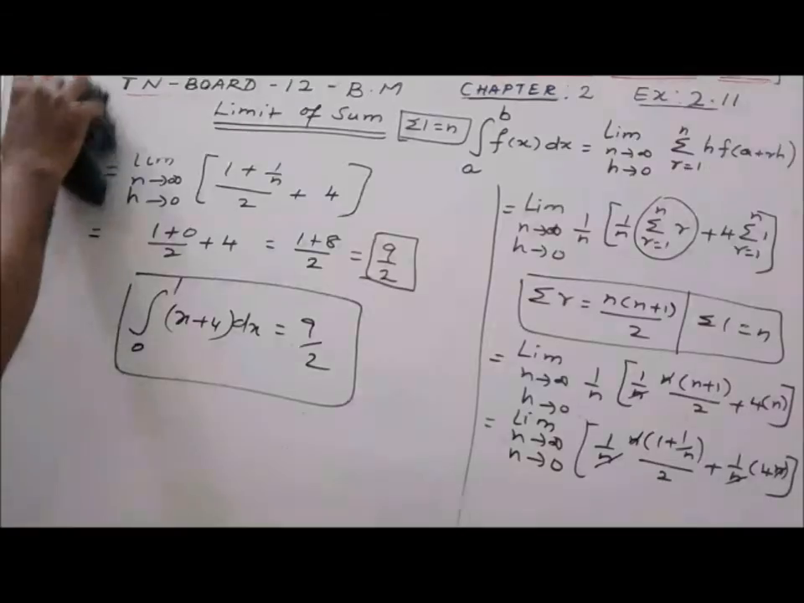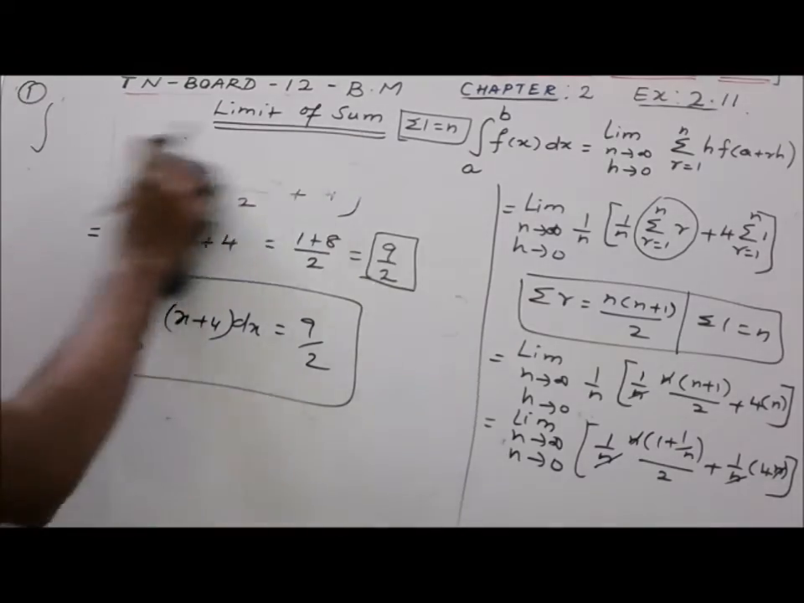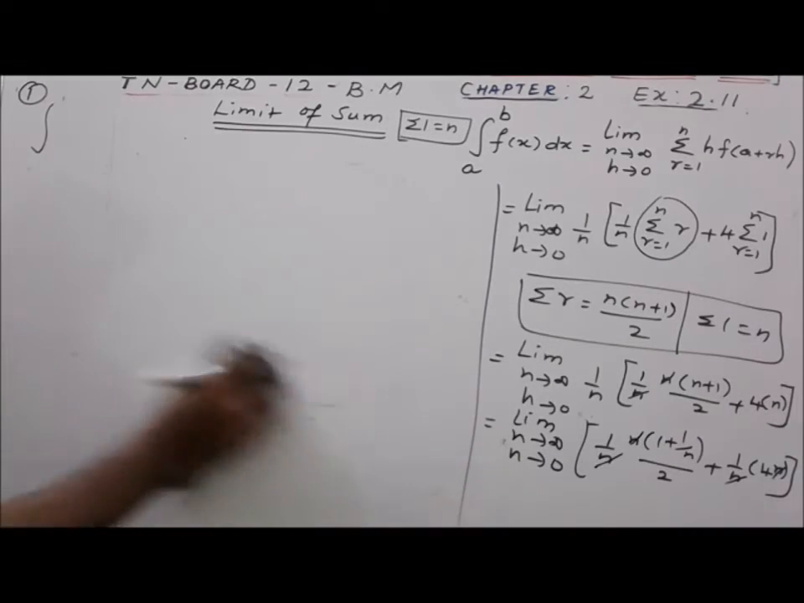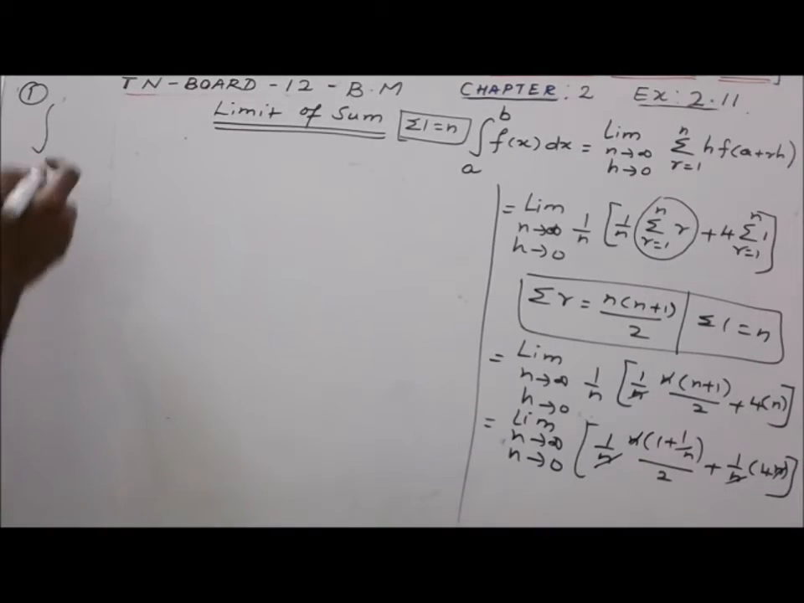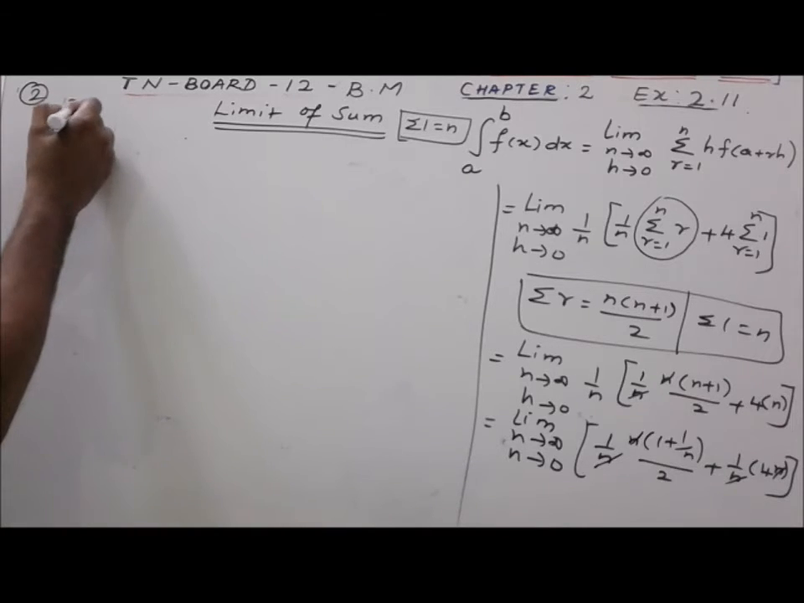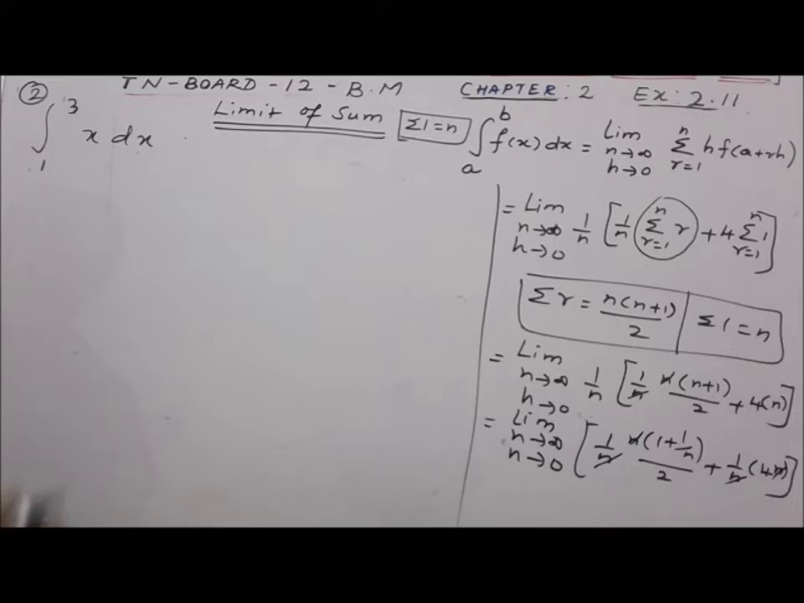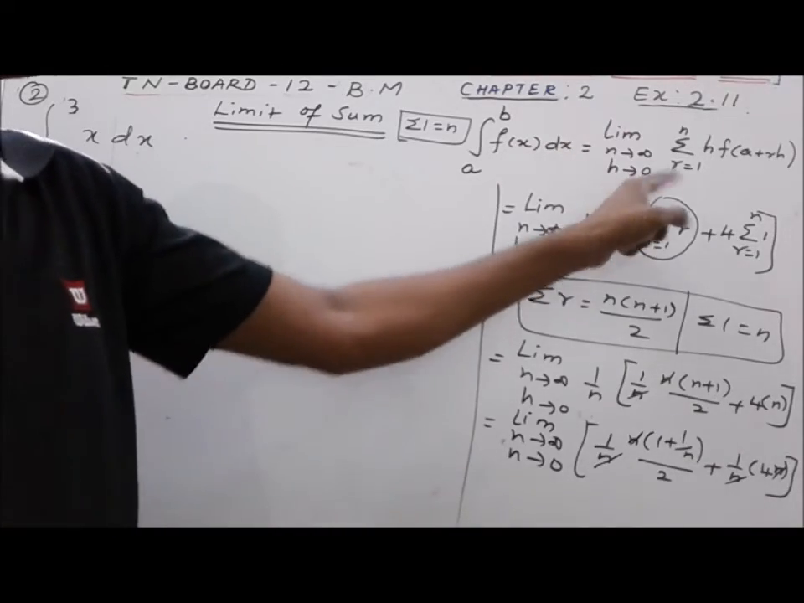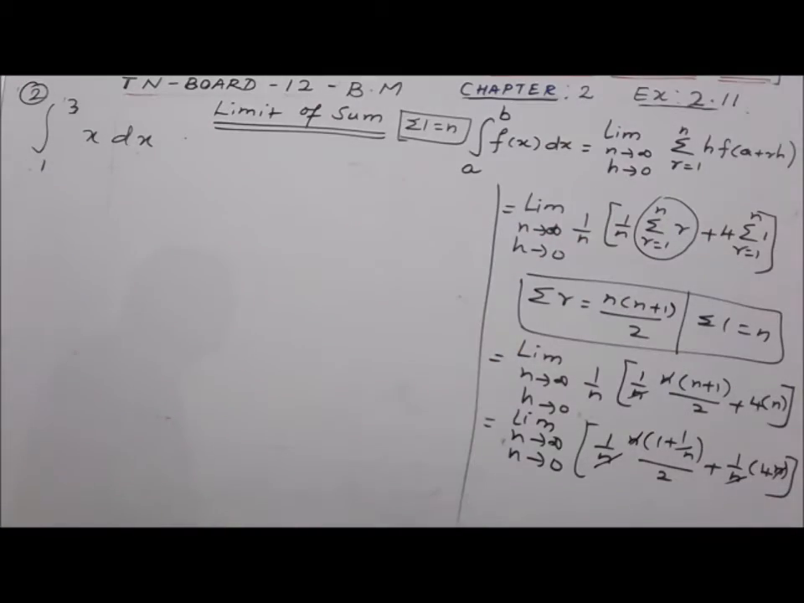Question number 2, integral 1 to 3 x dx is given. Now the formula is limit n tend to infinity, h tend to 0, sum of r equal to 1 to n h into f of a plus rh. So we should find a, b and f of a plus rh, r, h and h value.